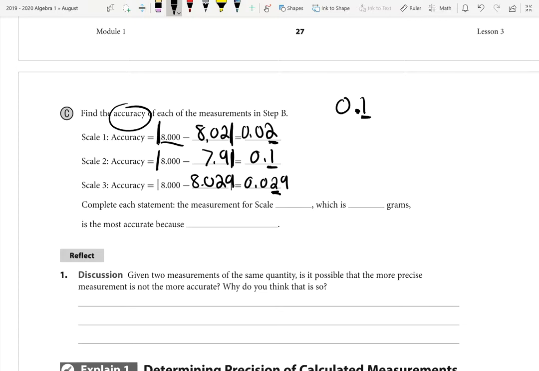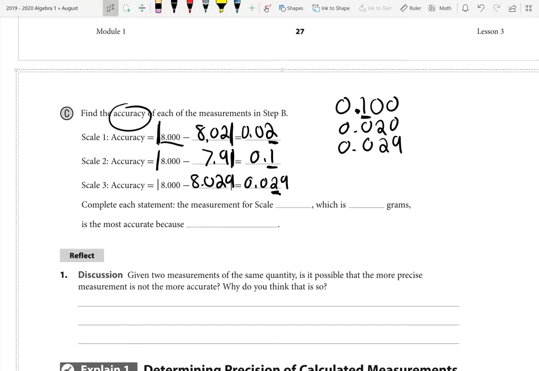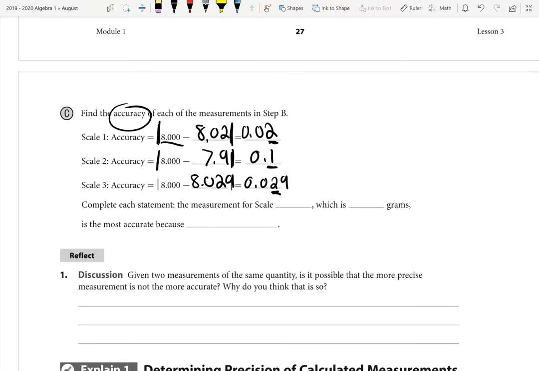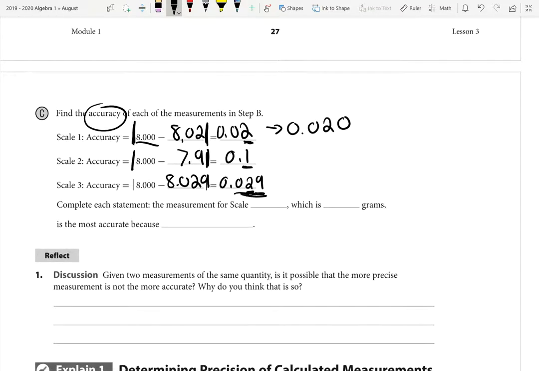For example, think of this as 0.100, right? And then the second one, or I'm sorry, this one here is really like 0.020. And then the last one is like 0.029. So technically, if it helps, make them all the same amount of digits. So yeah, let's do that. That might actually help. So this is really like 0.020. Because I see that this one goes to 3 decimal places, I'm going to do that with all 3 of these.